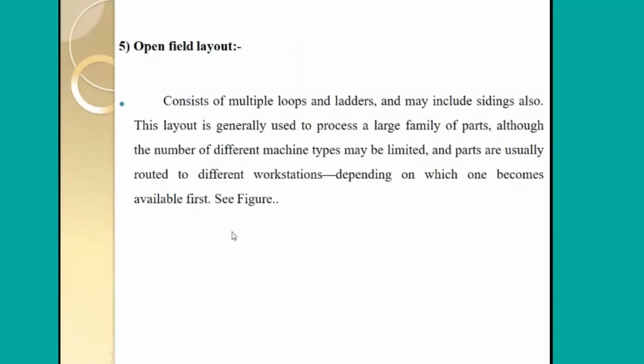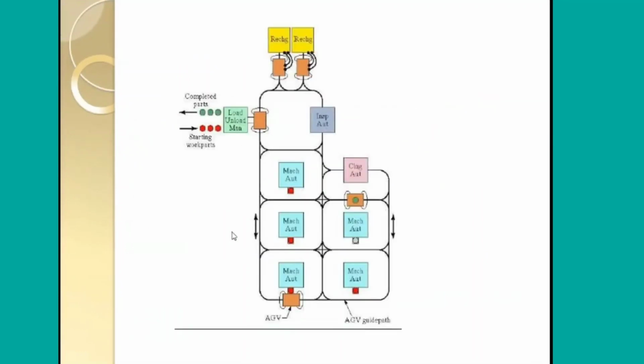And the next one is open field layout. This is also one of the loop layouts, which consists of multiple loops, ladders and sliding organized to achieve the desired processing requirements. This is generally preferred for processing a large family of parts. The number of different workstation types is usually limited. Also, a part can be routed to a different workstation depending on which one becomes available first. So that is the major thing in open field layout.